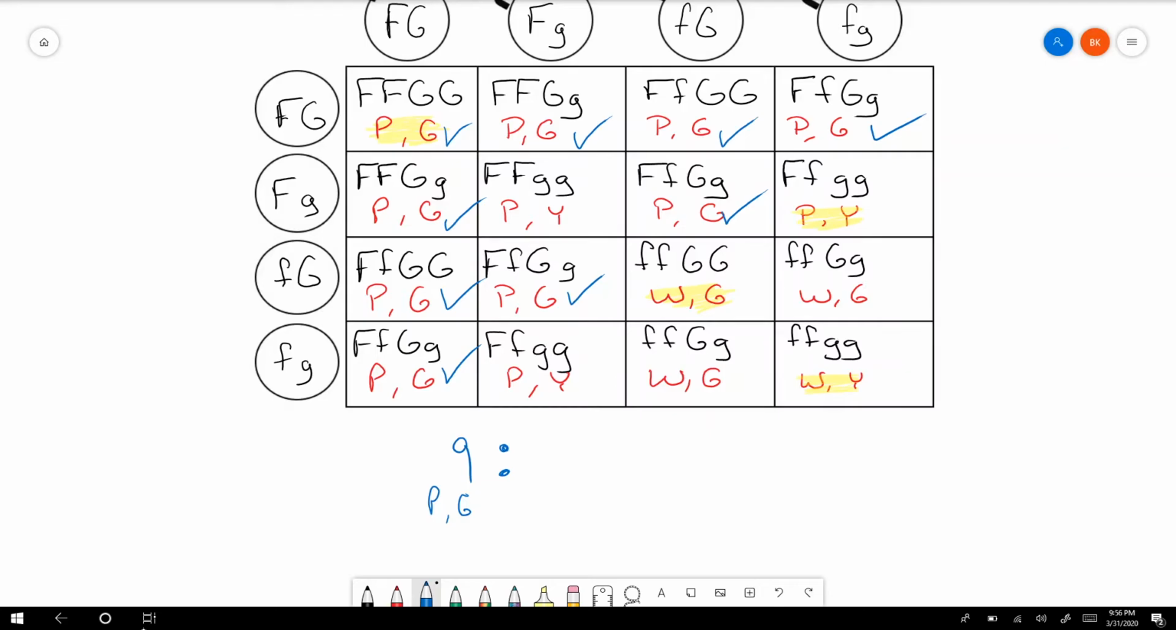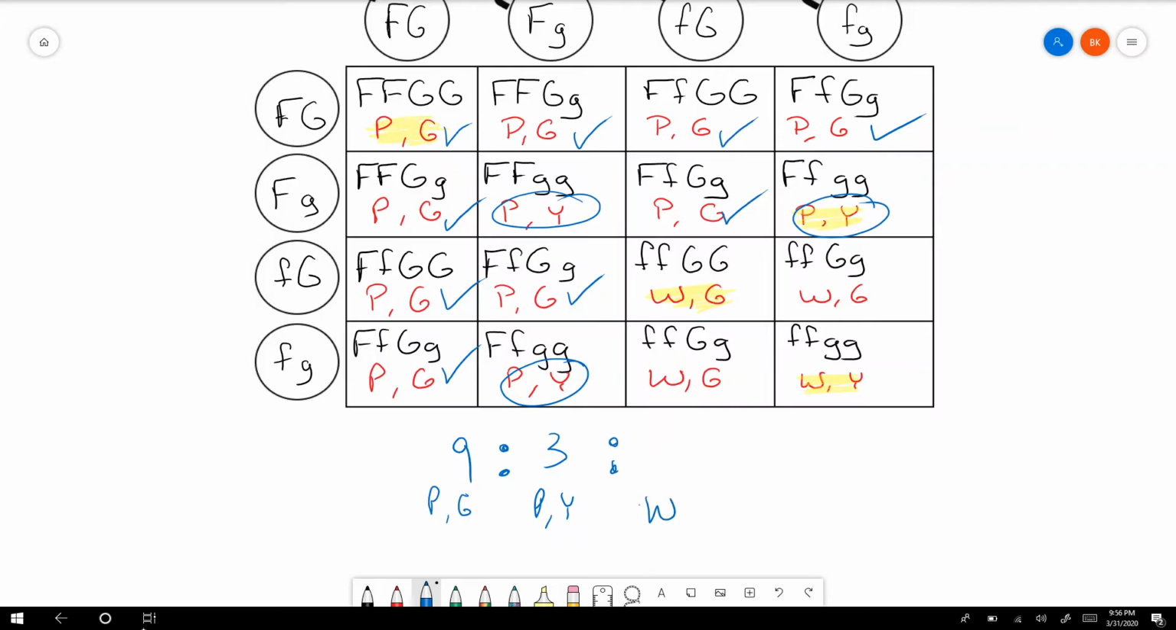Okay, what would come next? Well, we would do the purple and yellow. So how many are purple or dominant for the first gene and recessive for the second gene? And so if we see, here's one, here's the second, here's a third. So there's three of those. Okay, and so then what would we do?